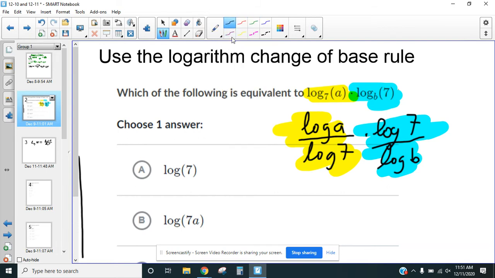I can cancel some stuff, right? Like this, not cross multiply, but I can cancel. In other words, log of 7 divided by log of 7 is just what number? 1. Yeah. So then we're left with this, log A over log B.